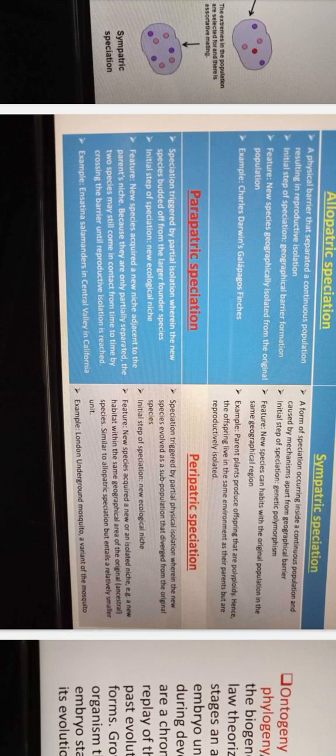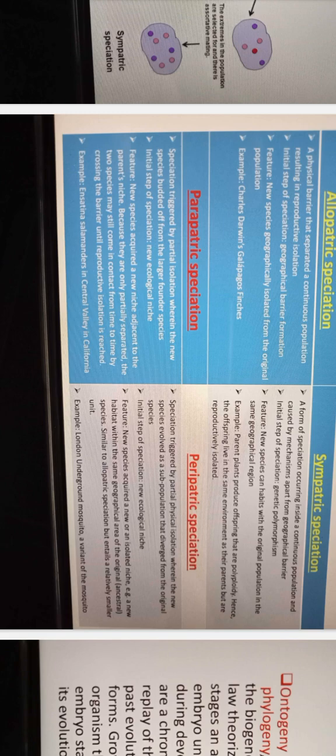The form of speciation that occurs inside a continuous population and is caused by mechanisms apart from a geographical barrier. Initial step of speciation, genetic polymorphism. New species can inhabit the same geographical region as the original population. Parent plants produce offspring that are polyploid. Hence, the offspring live in the same environment as their parents, but they are reproductively isolated.